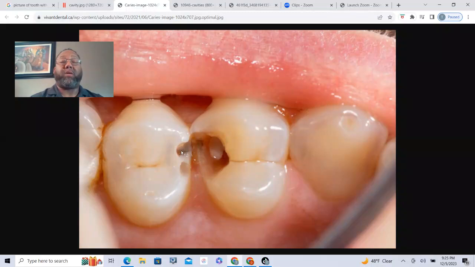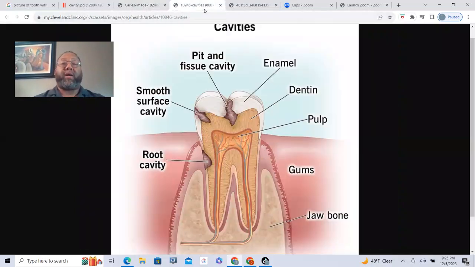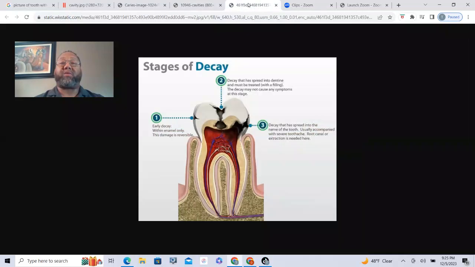They will have to be removed, usually by numbing the patient up and drilling the cavity out and then refilling it, usually with a filling. Now, if fillings get too big, then we recommend crowns. But again, we'll go into more of that. Stay tuned on my channel. All right, and I think that is it for the pictures.